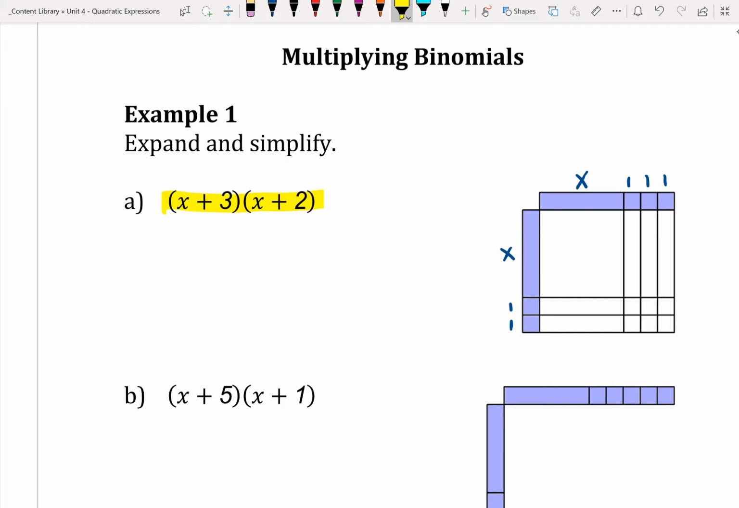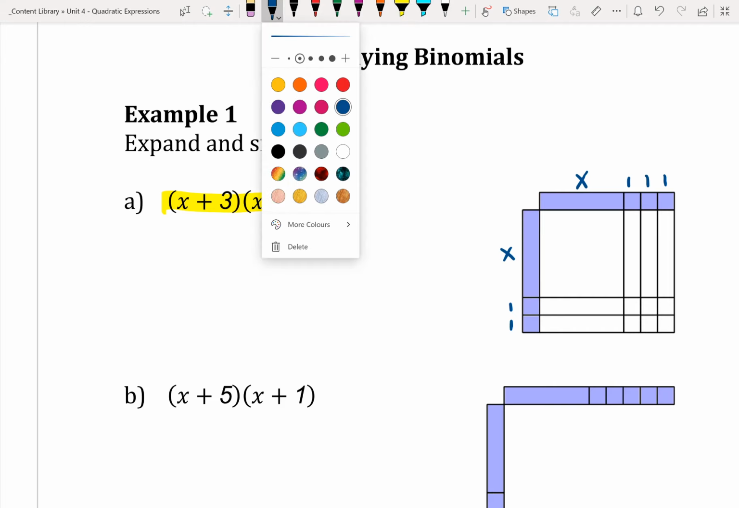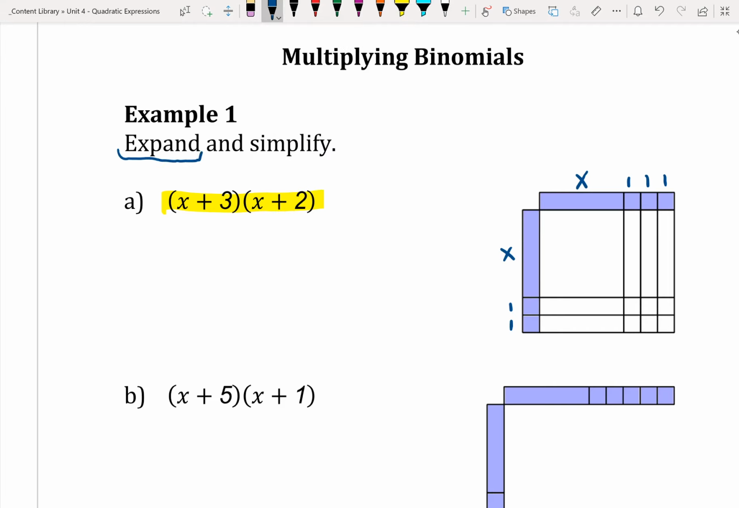And when we're asking to expand, when we see expand, that just means multiply. And when we see simplify, simplify means we are collecting like terms, or just making it shorter. So we're going to expand, or we're going to multiply these binomials.